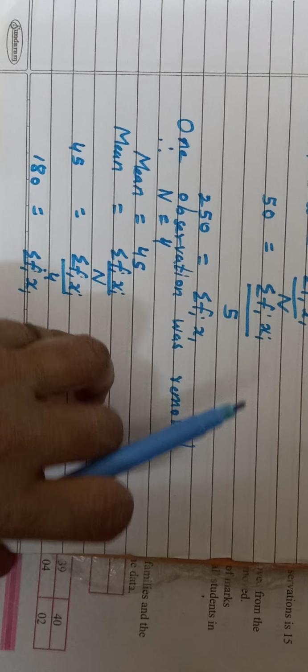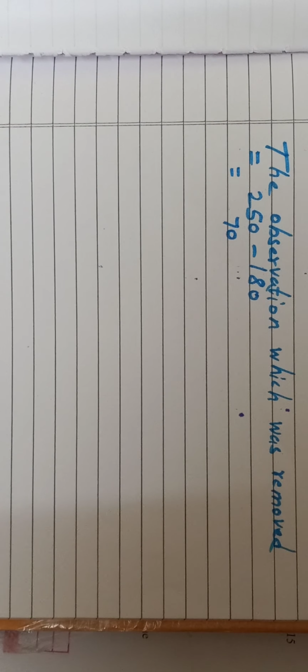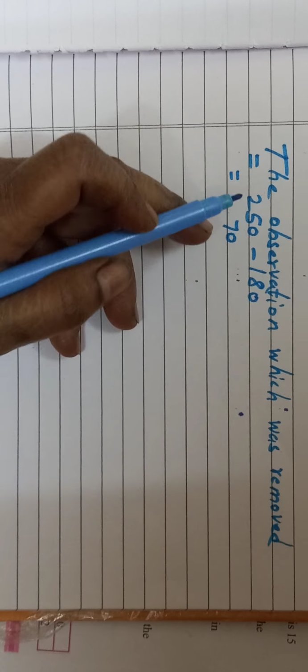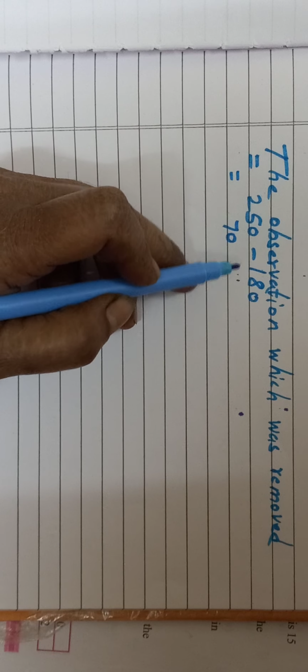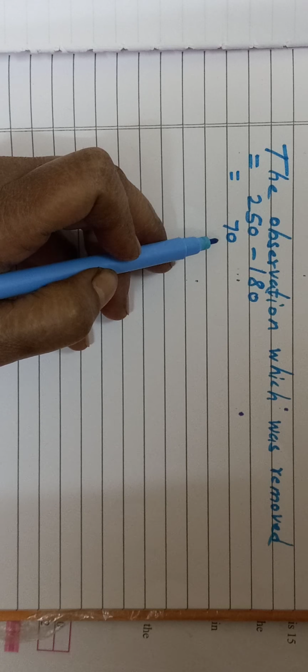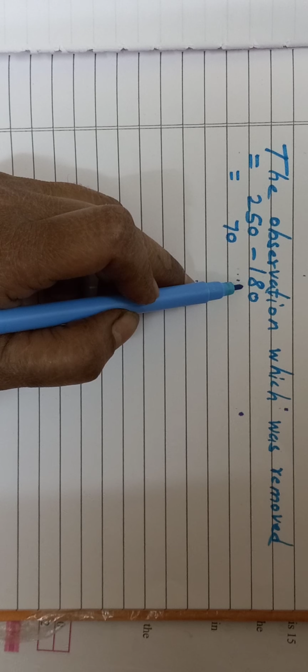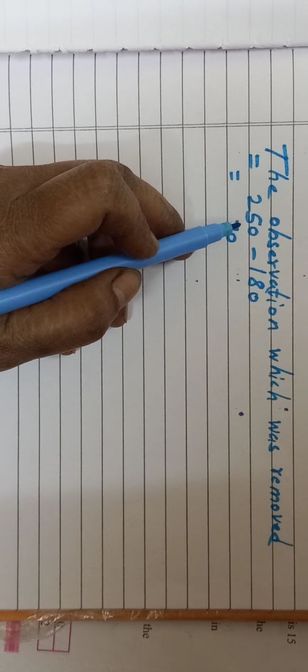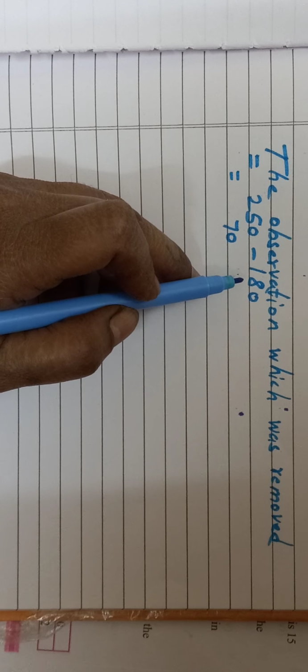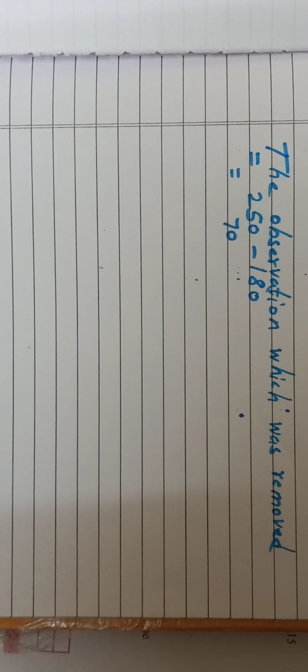So we will write: the observation which was removed is equal to 250 minus 180, that is 70. This was removed, so we got 180. Earlier the sum of the observations was more, then it reduced. So this 70 was removed. Okay, easy and interesting example.